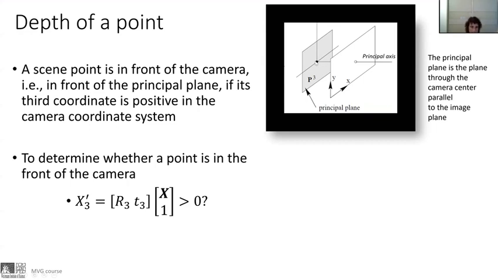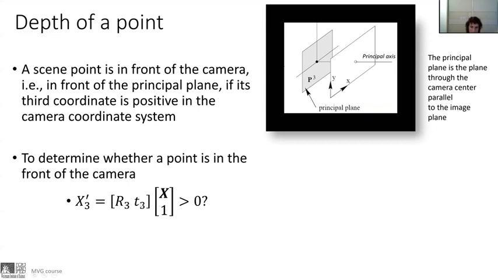So actually, it's very easy to do. Why? Because if we have a point in 3D, we can take the third row of the camera matrix.